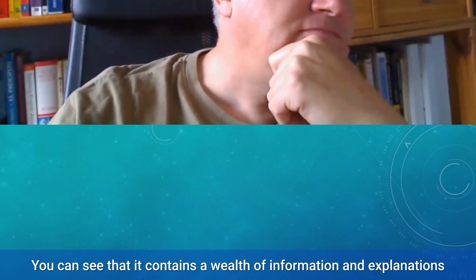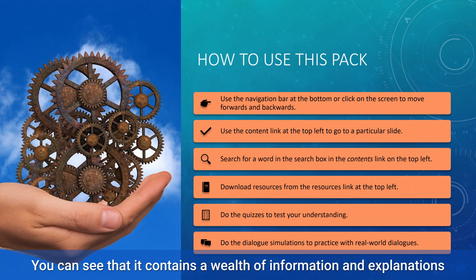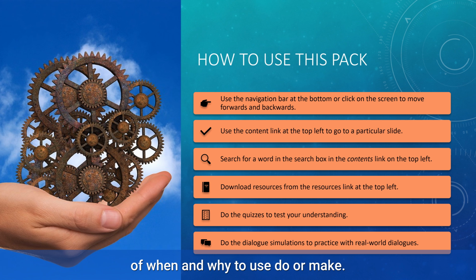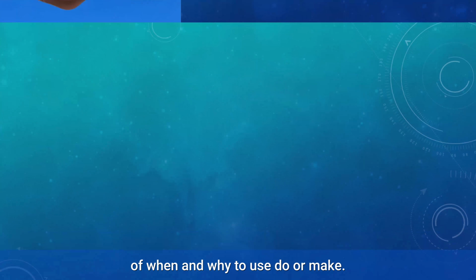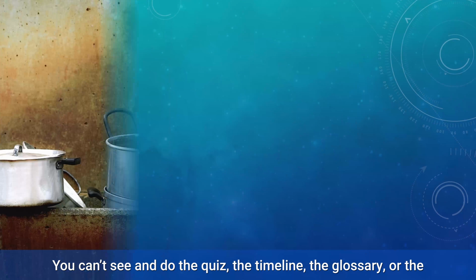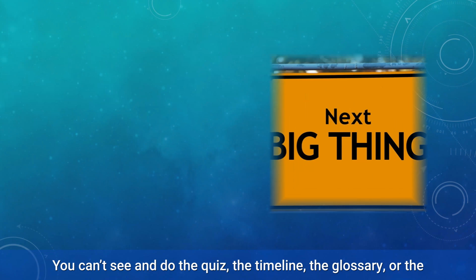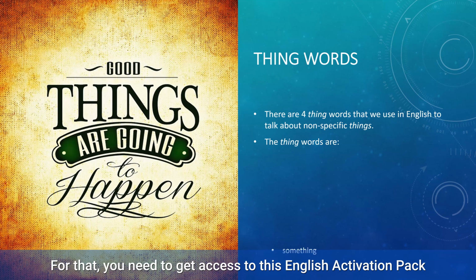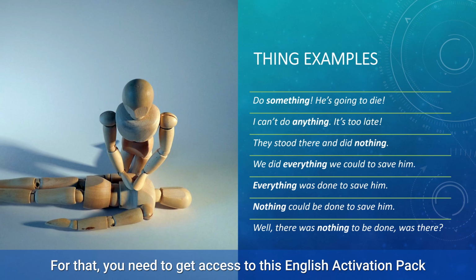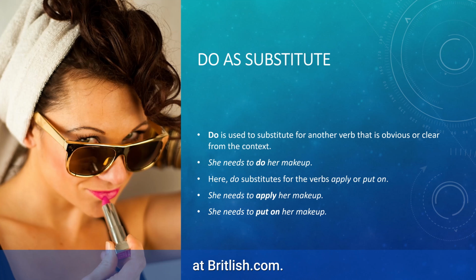You can see that it contains a wealth of information and explanations of when and why to use do or make. You can't see and do the quiz, the timeline, the glossary, or the conversation simulation. For that, you need to get access to this English activation pack at Britlish.com.